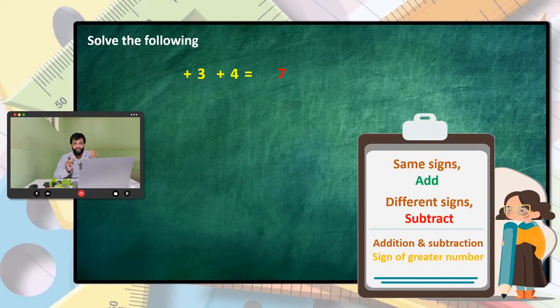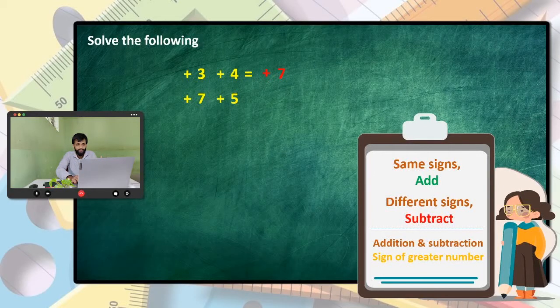So when you are talking about addition and subtraction, okay, you just ask yourself sign of greater number, and what is it here? In this case it is plus sign, so I will put plus 7. So the answer to plus 3 and plus 4 is plus 7. Simple. Next problem. 7 and 5. Okay, two numbers, and this time also both the numbers are positive.